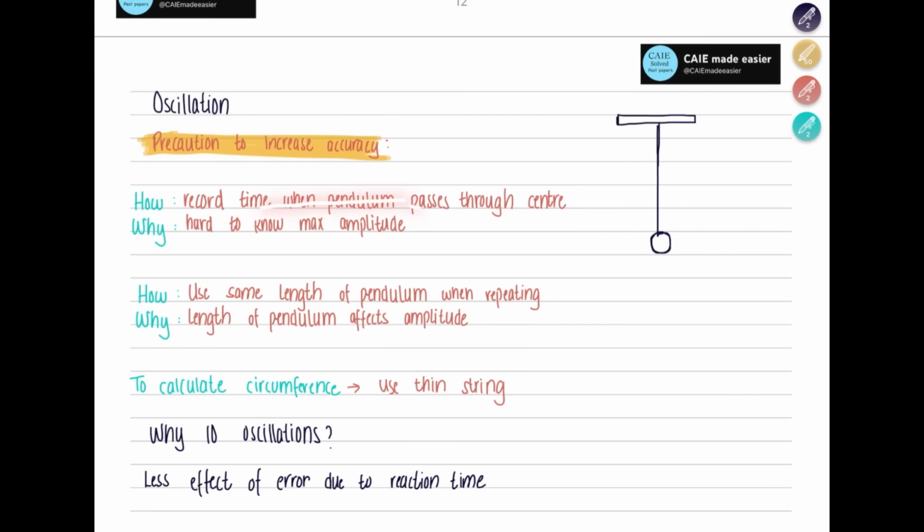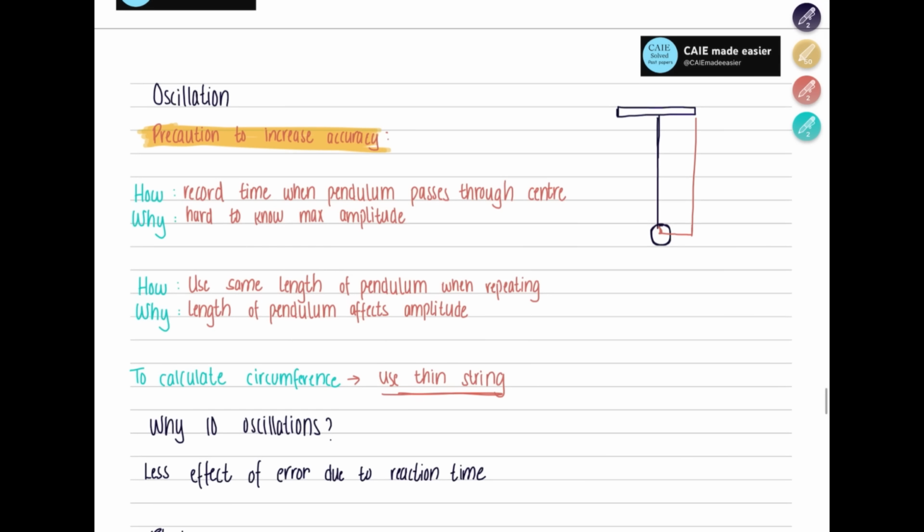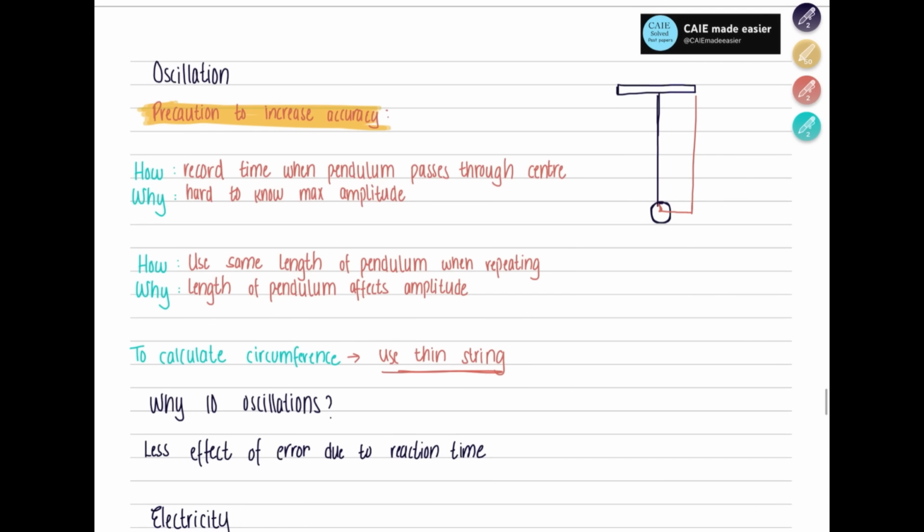Record the time when the pendulum passes through the center, because it's hard to know the maximum amplitude, the maximum height at which the bob rises. Use the same length of pendulum when repeating, because the length of the pendulum can affect the amplitude. Now, if you want to calculate the length, we calculate the length of the pendulum all the way to the center of the bob. But how can you measure the center? Take care when you're measuring the circumference, use a thin string. Then to calculate until the center of the bob, divide the circumference by 2.